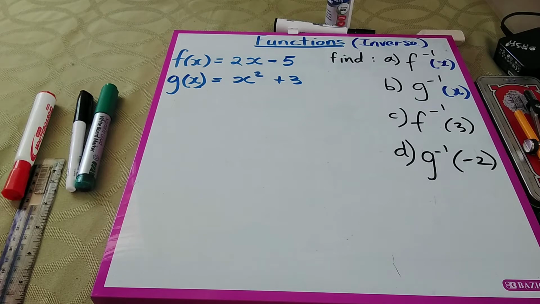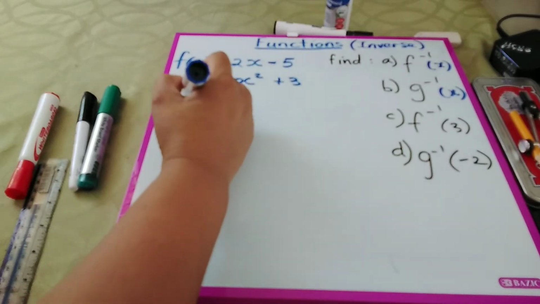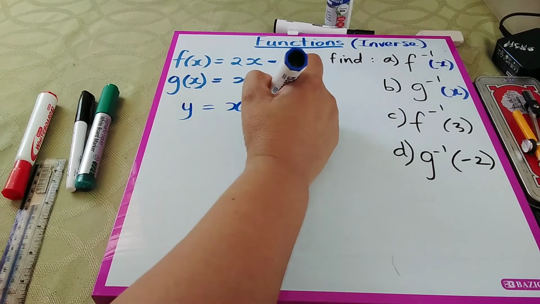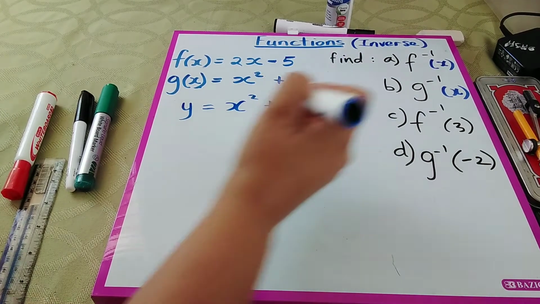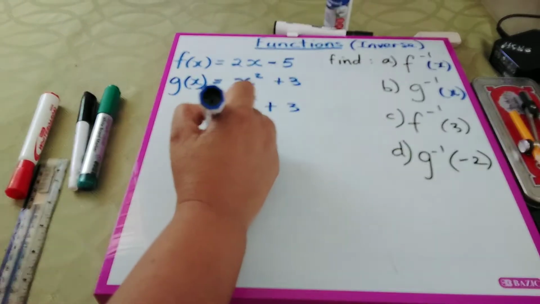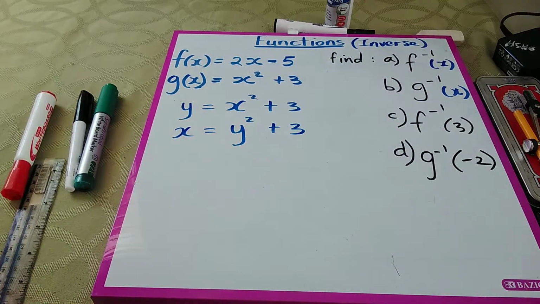So for the second one, B, we're going to find the inverse of g of x. So we're going to let g of x be y. First step. Second step is to interchange x and y. So this is now x. This is y squared plus 3. And then we solve for y.